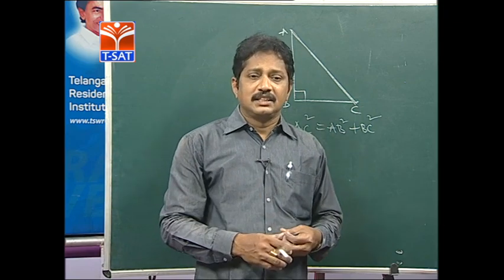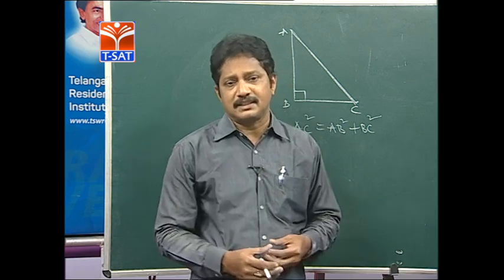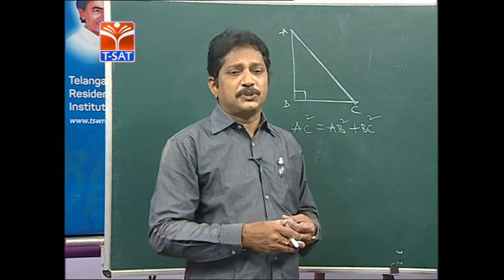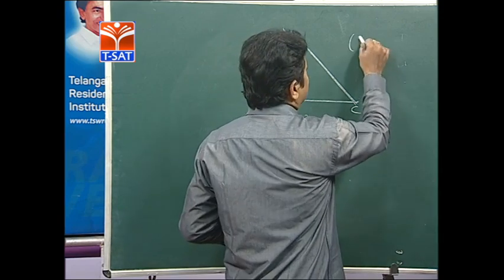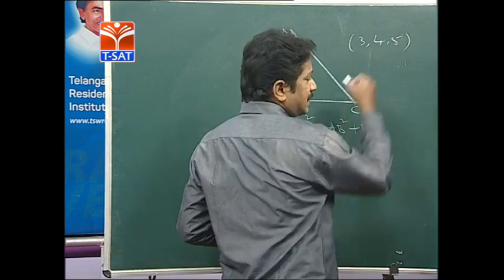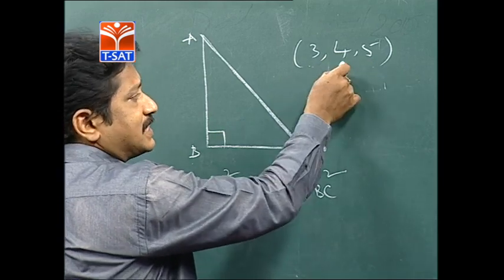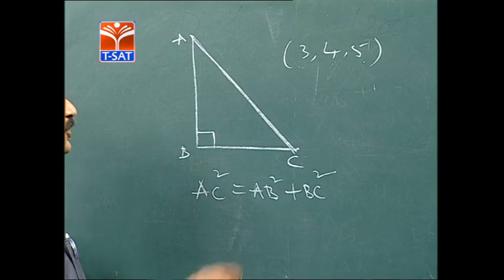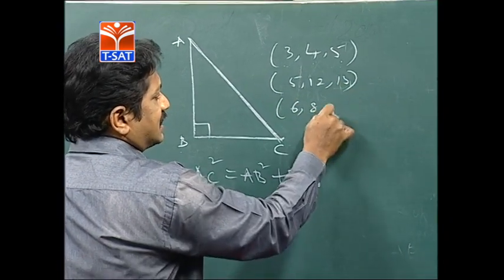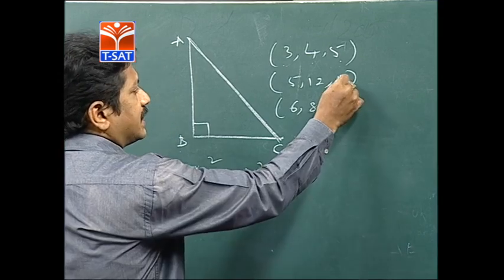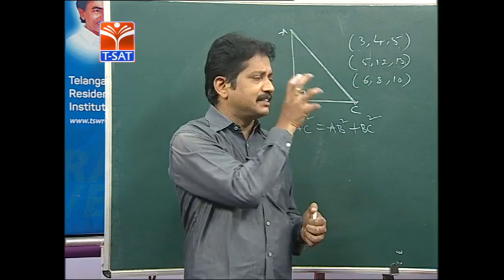You know that one chapter in your textbook, trigonometry, is totally based on this Pythagoras theorem. In the number system also we have an excellent application of this theorem. You call them Pythagorean triplets. 3, 4, 5 is a Pythagorean triplet. 3 square 9, 4 square 16, 5 square 25, 9 plus 16 is 25, which is 5 square. Like that you have 5, 12, 13 and 6, 8, 10. You can say there are so many Pythagorean triplets.